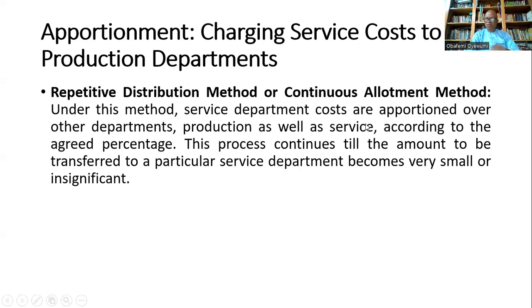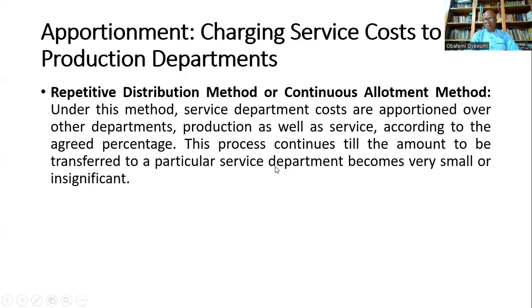The third is the repetitive distribution method, the continuous allotment method. Under this method, service departments are apportioned over other departments, production as well as service, according to the agreed percentages. This process continues till the amount to be transferred to a particular service department becomes very small and insignificant.